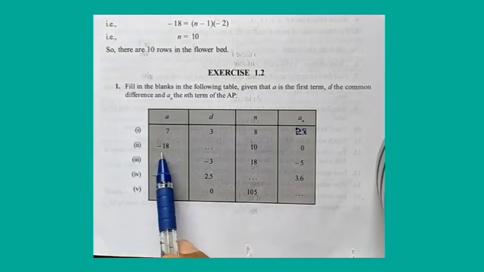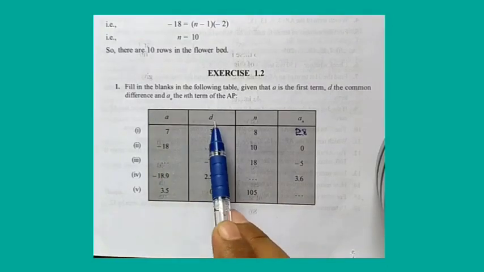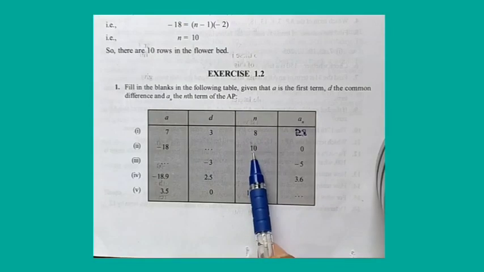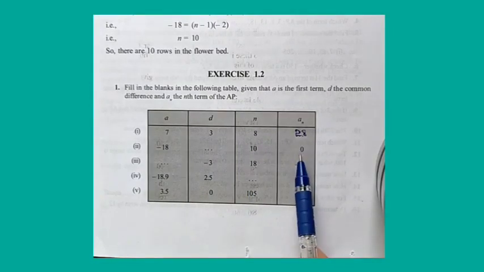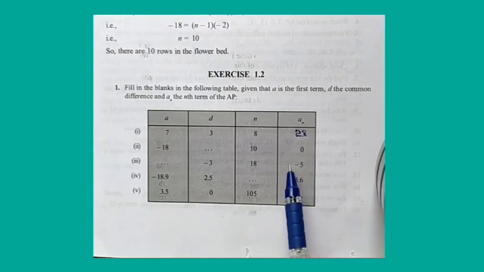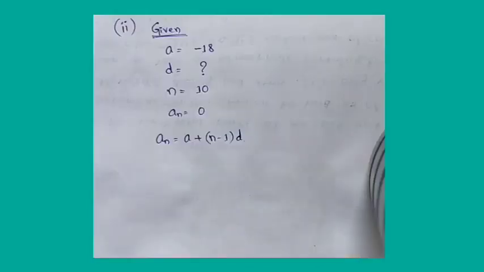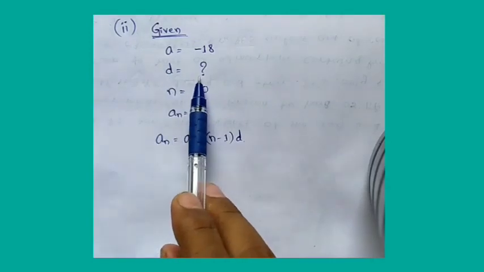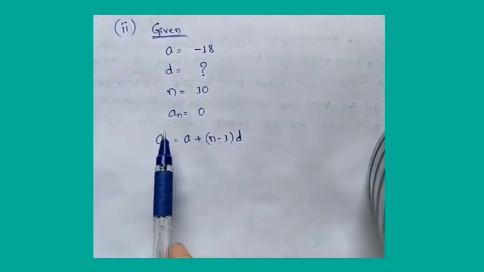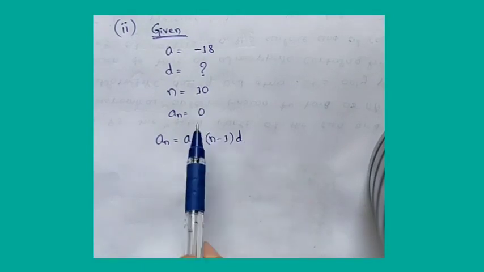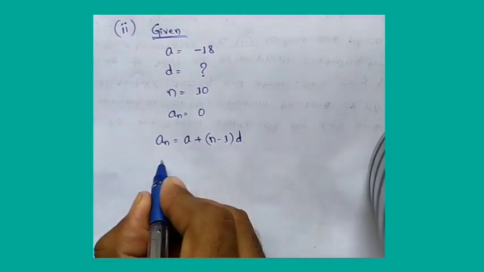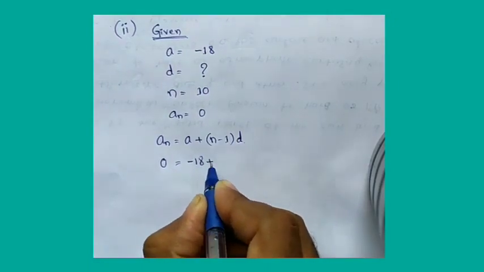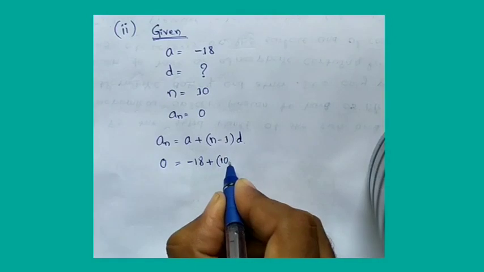In the second one they have given minus 18, that is A. They didn't give D, which means you have to find D. And they have given N, that is 10, and AN, that is 0. So let's do the calculation. Write the given points. A is minus 18, D we have to find, so I kept a question mark. N is 10, AN is 0. Now put all the values in the formula. In place of AN, what is there? 0. Keep 0. A means minus 18 plus (N means 10 minus 1).